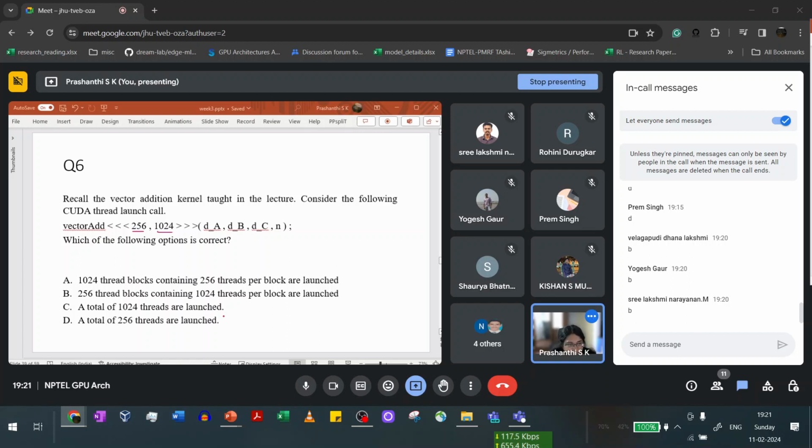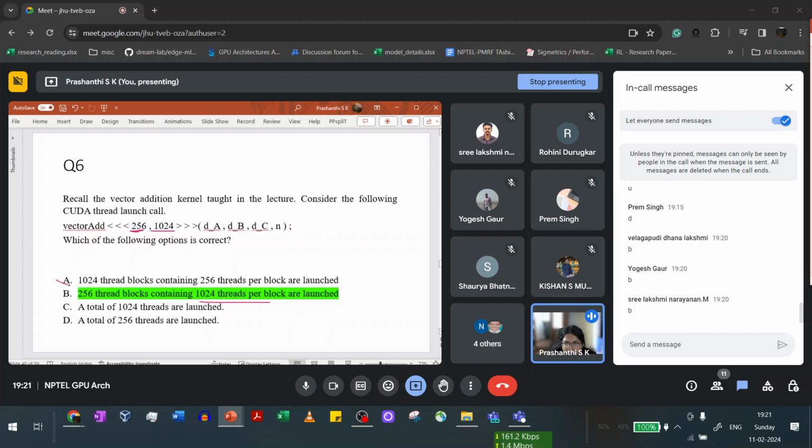Okay, let's take a look at the answer. It is B, as I think all of you said correctly. 256 thread blocks containing 1024 threads per block. So very simply, the first argument is the number of thread blocks, and the second argument is the number of threads per block.